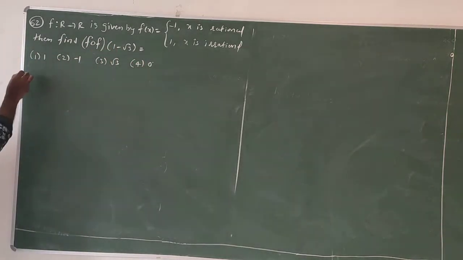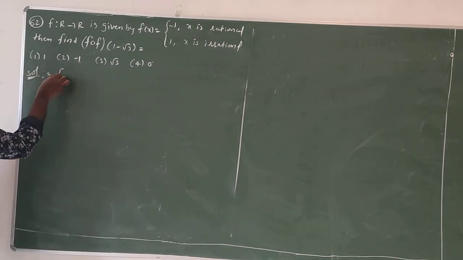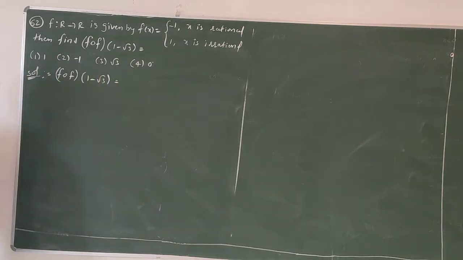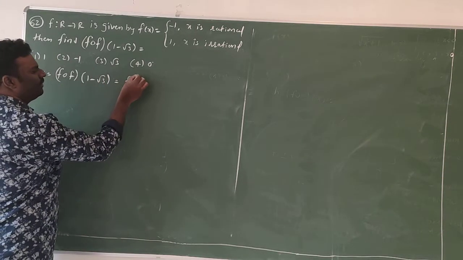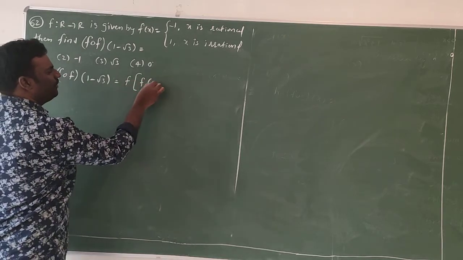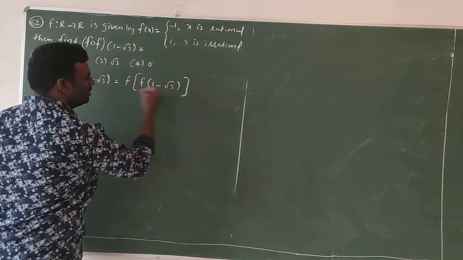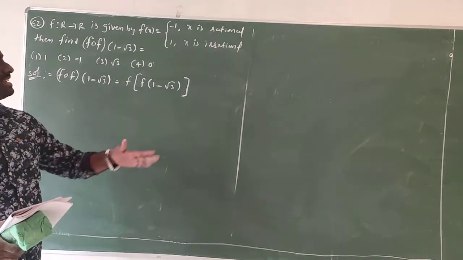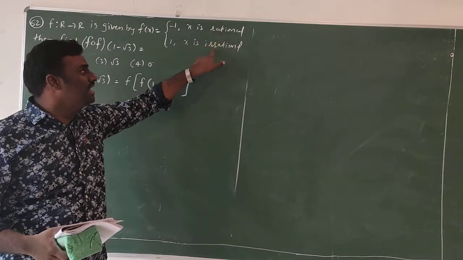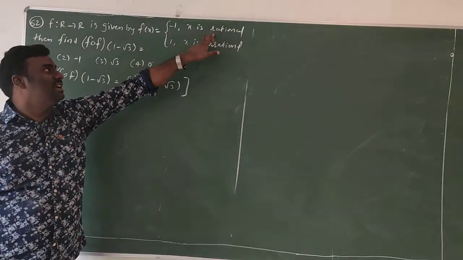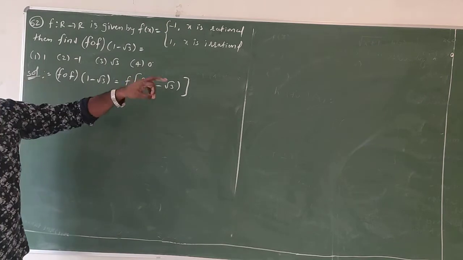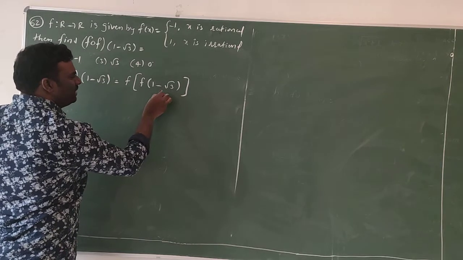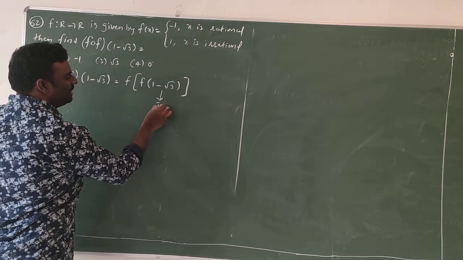Okay. Listen. Then f circle f of 1 minus root 3 can be written as f of f of 1 minus root 3. But the f function is defined based on whether x is a rational number or an irrational number. If it is rational, answer is minus 1. If it is irrational, answer is 1. Now, this value is clearly irrational.